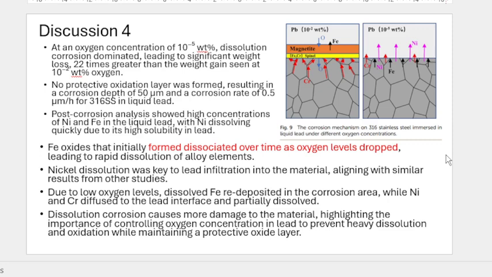Due to low oxygen levels, dissolved iron deposited in the corrosion area, while nickel and chromium diffused to the lead interface and partially dissolved. Dissolution corrosion causes more damage to the material, highlighting the importance of controlling oxygen concentration in lead to prevent heavy dissolution and oxidation while maintaining a protective oxide layer.